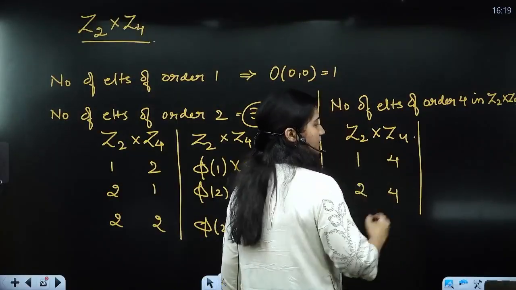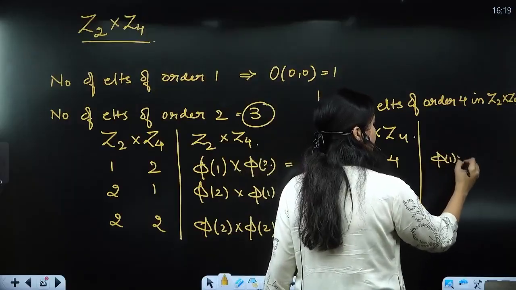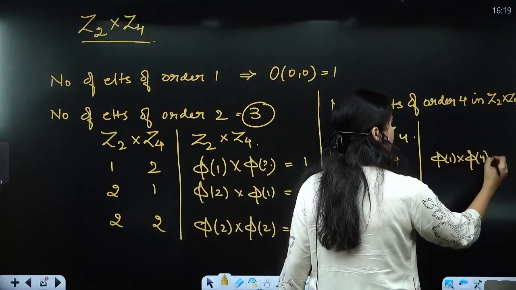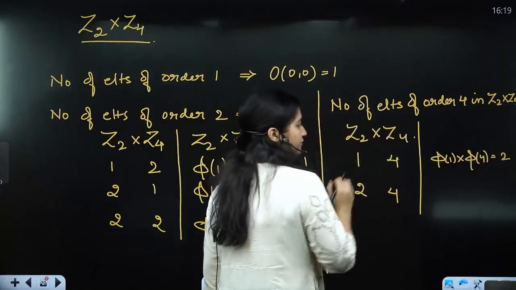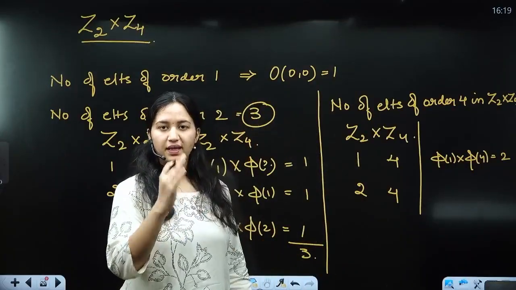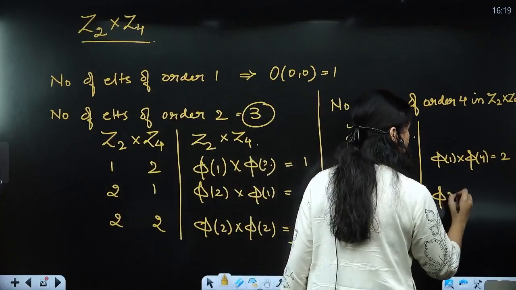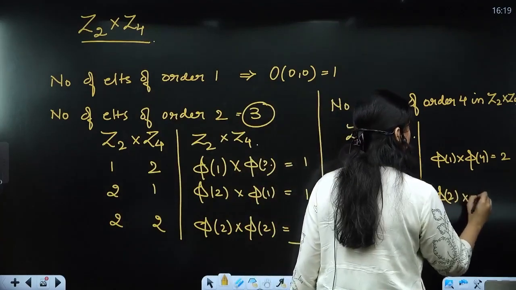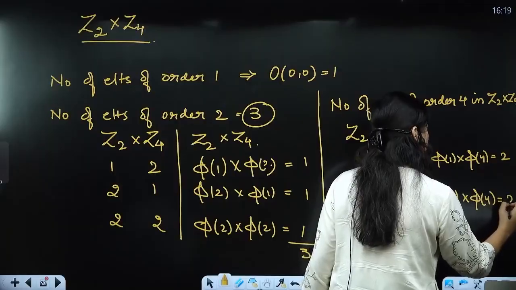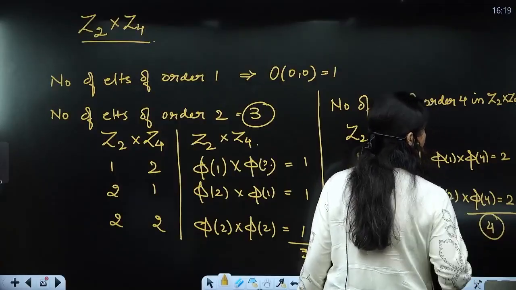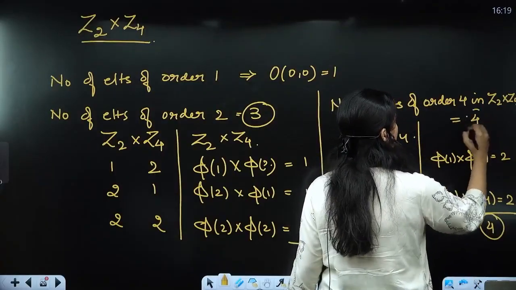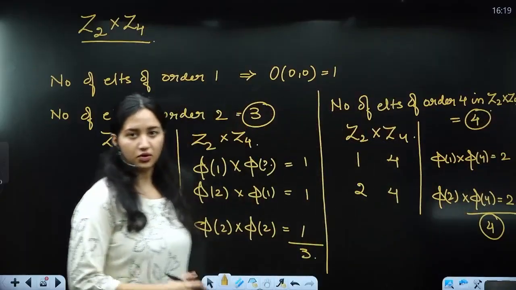The number of elements are going to be phi of 1 into phi of 4, which is equal to 2. Phi of 4 क्या आएगा? Phi of 2 into phi of 4, that is going to be phi of 2 is 1, and phi of 4 again is going to be 2. So there are a total of 4 elements which are going to be of order 4 in Z2 cross Z4.